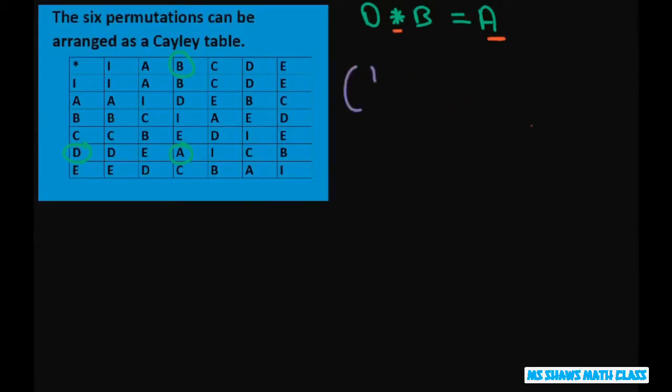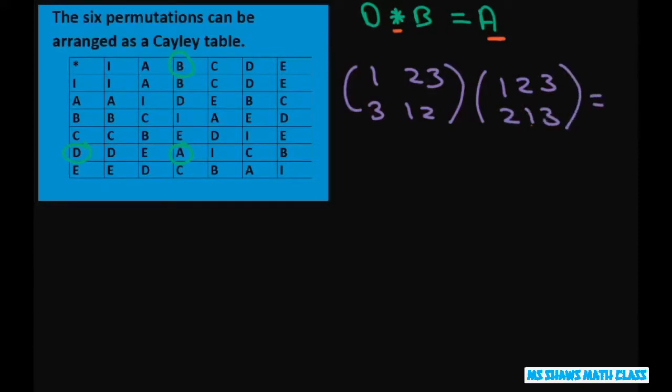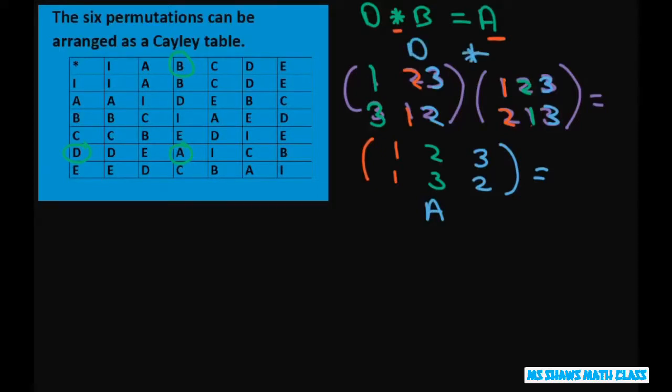So this is 1, 2, 3, 3, 1, 2. Then we had 1, 2, 3, 2, 1, 3. And that should equal A. So let's do this. So 1 maps to 2, 2 maps to 1. So that's 1 goes to 1. All right, second one, 2 maps to 1, 1 maps to 3. So that goes to 3. And then 3 maps to 3, 3 maps to 2. So 3 maps to 2. And this equals your A. This is your A, this is your D, and this is your B.